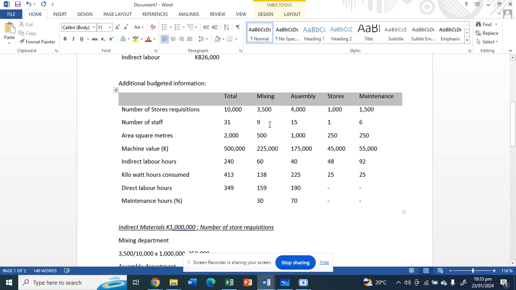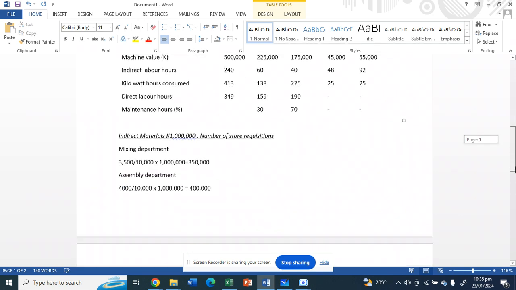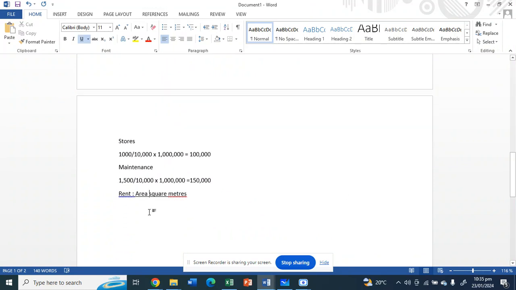Also, colleagues, I need you to notice that sometimes they won't give you these totals. If they are not given the totals, you find the total yourself. You add these and then you make each of them a fraction. So 500 over 2,000 times the rent total, which is 750,000.